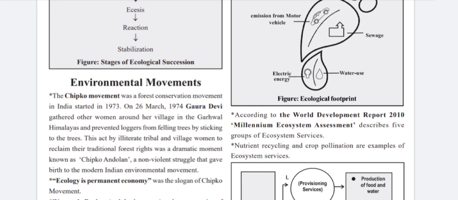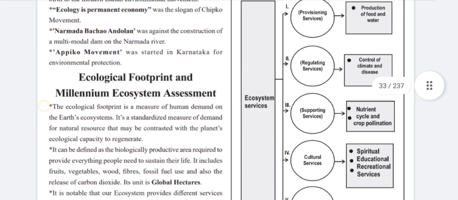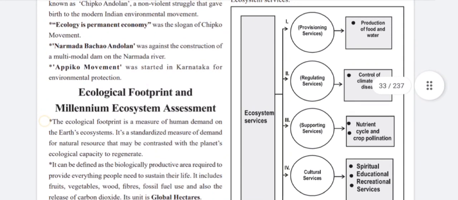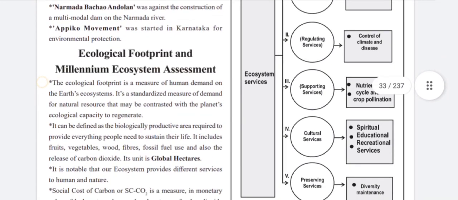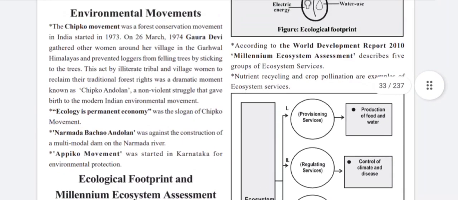According to the World Development Report 2010, the Millennium Ecosystem Assessment describes five groups of ecosystem services. Nutrient cycling and crop pollination are examples of ecosystem services. There are five services: provisioning services, regulating services, supporting services, cultural services, and preserving services.